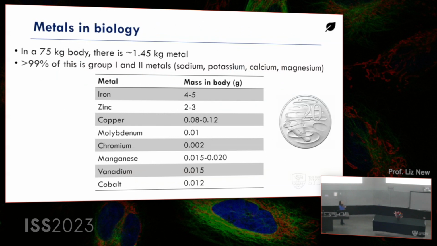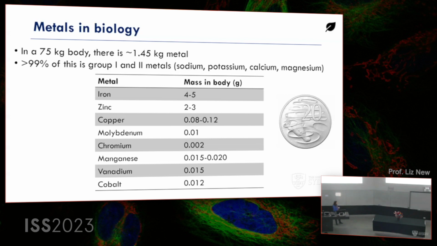So in a 75 kilogram body, there's about 1.45 kilograms of metal, but more than 99% of this is the group 1 and 2 metals: sodium, potassium, calcium, magnesium. The transition metals exist in very low concentrations and very low amounts. So in each of our bodies, we only have about a 20-cent piece worth of these transition metals, a very, very small amount. You'll see that iron is the most common, and then zinc, and then all the others are at very low concentrations.